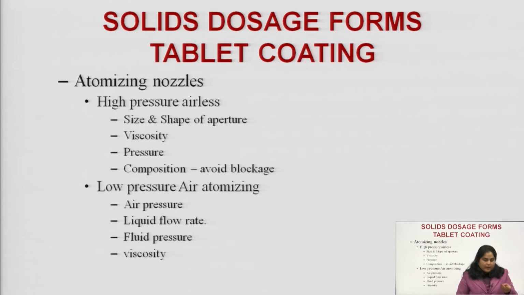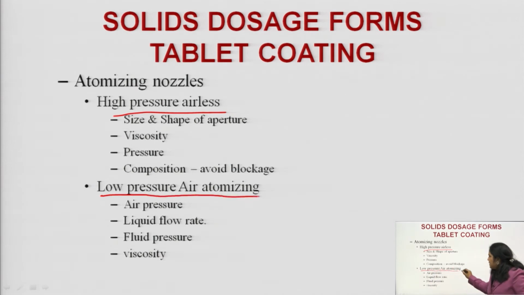Then the next important thing we should consider is the atomizing nozzles. These are the nozzles which are used to spray the coating solutions over the coating bed. There are two types of nozzles: one is the high pressure airless nozzle and the other is the low pressure air atomizing nozzle. In high pressure airless nozzles, basically air is not used, and the pressure of the coating solution is itself used for the atomization process.